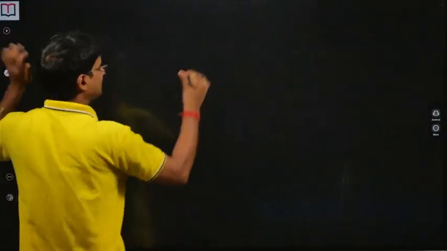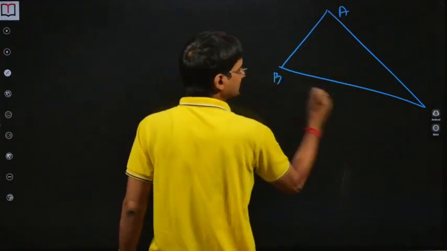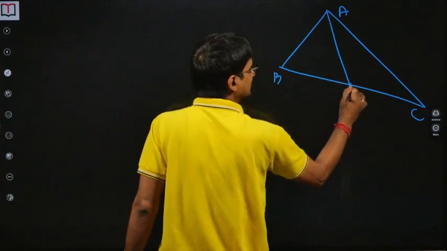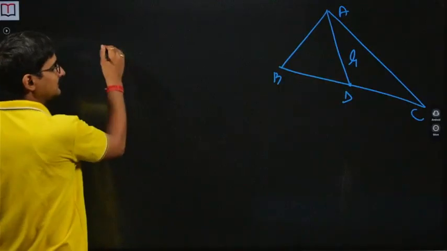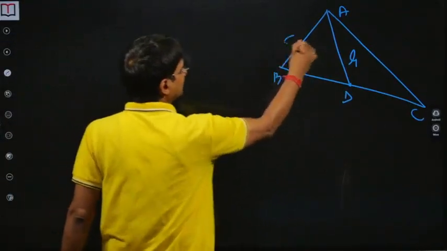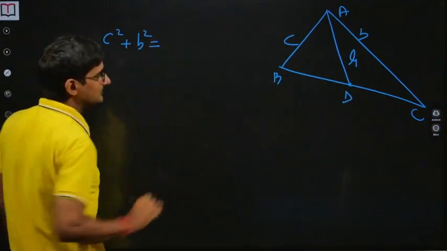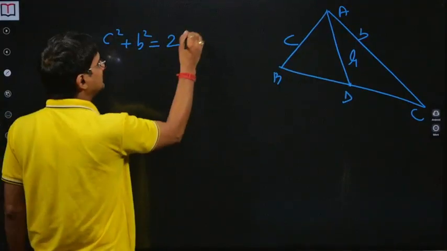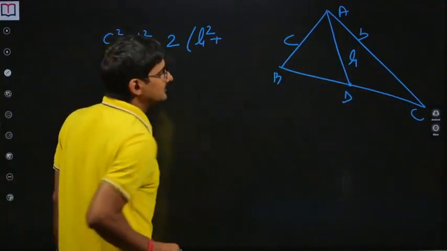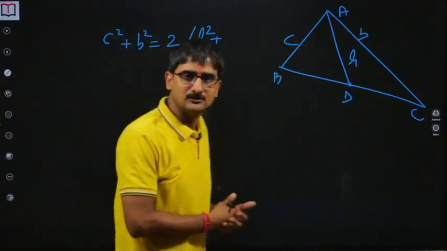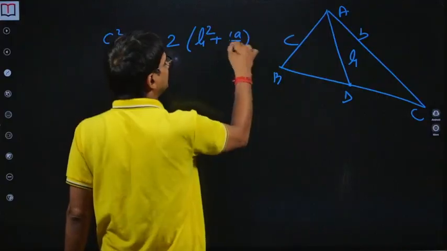Okay, so if I apply it, I'm redrawing it so that I can be clear in using it. This is D, this is L1, so that's the median L1. It says that the sum of the squares of the other two sides is equal to 2 times the length of the median square plus the half of the length of the side for which you have drawn the median. So plus A by 2 whole square.